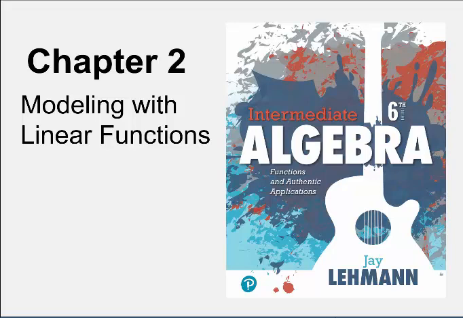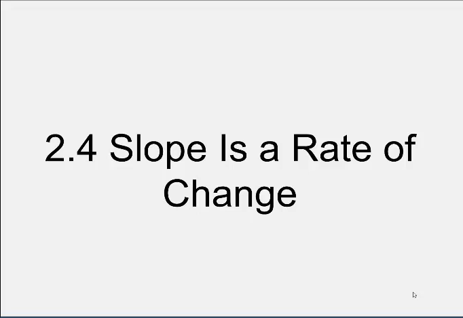Hi, class. We're going to finish chapter 2 today, modeling with linear functions, by moving into section 2.4. And what section 2.4 talks about is slope as what's called a rate of change.